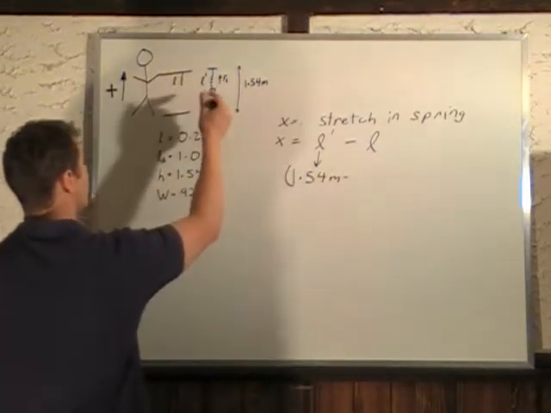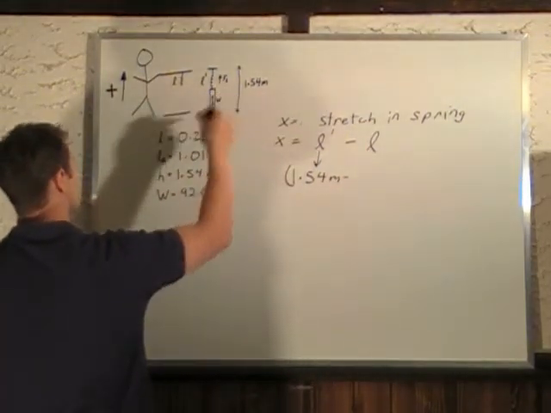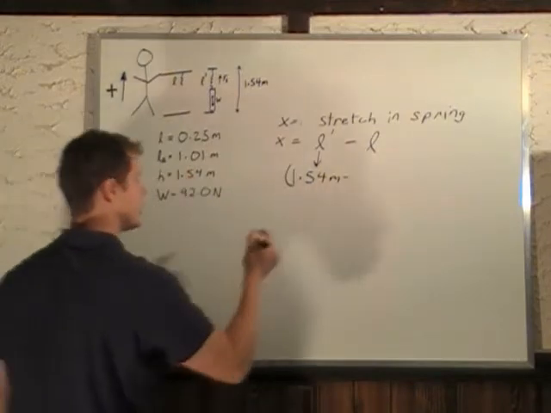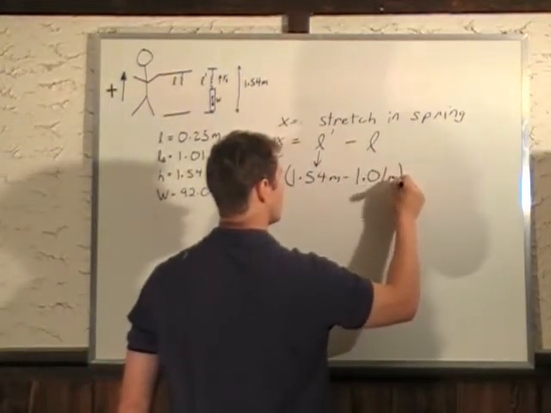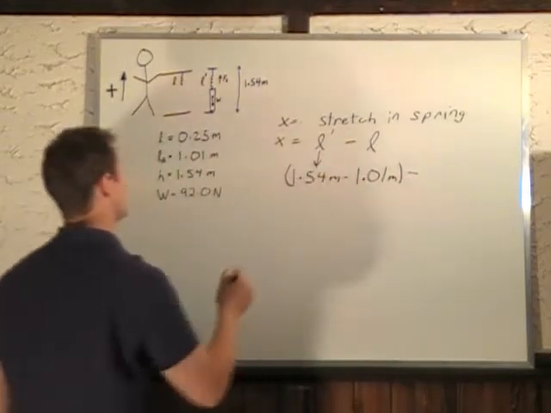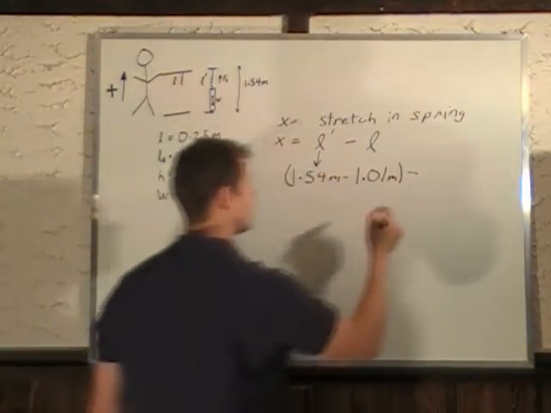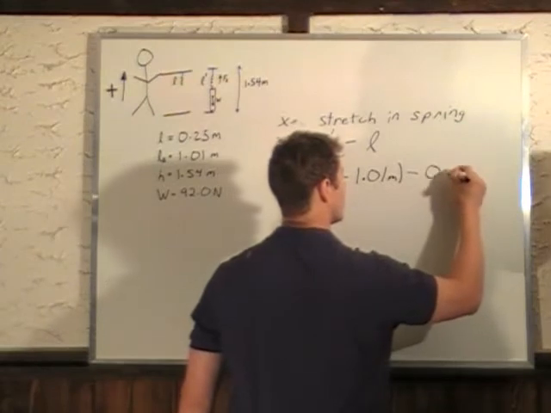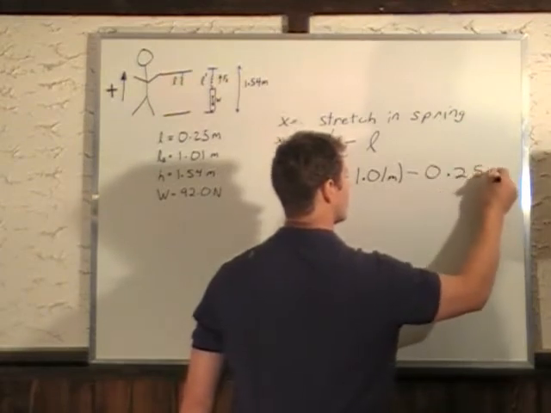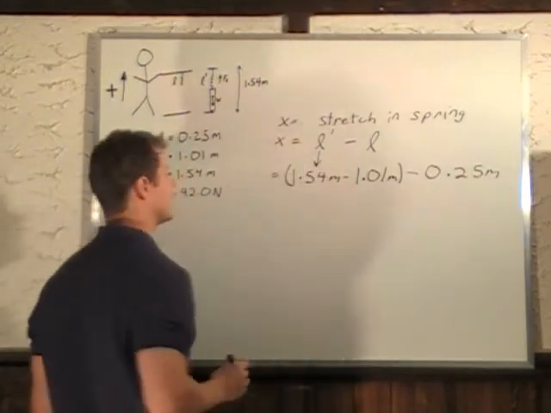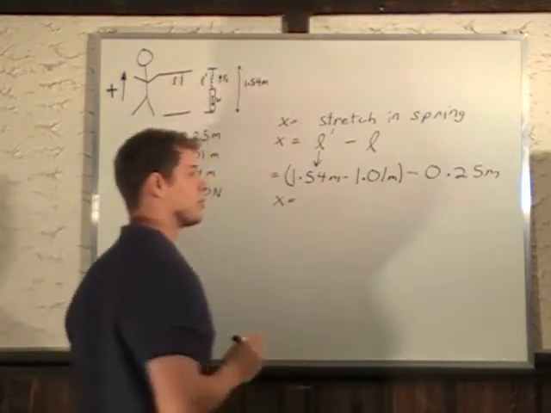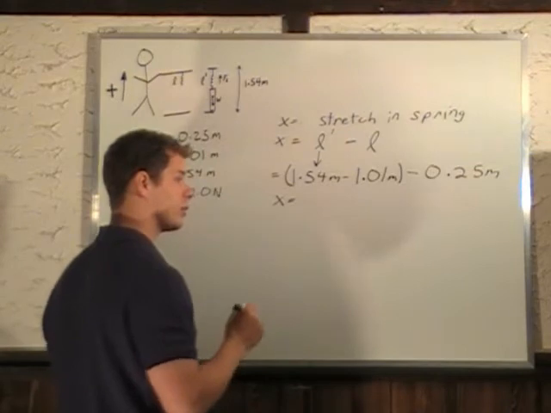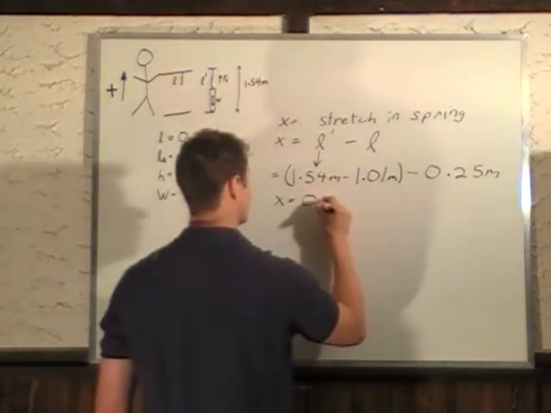Our total distance is 1.54 meters, minus the length of the board of 1.01 meters. Now subtract off L from that, which is 0.25 meters. Okay, and that'll give us X, our stretch in the spring. And if we plug that all in our calculator, we get an X of 0.28 meters.